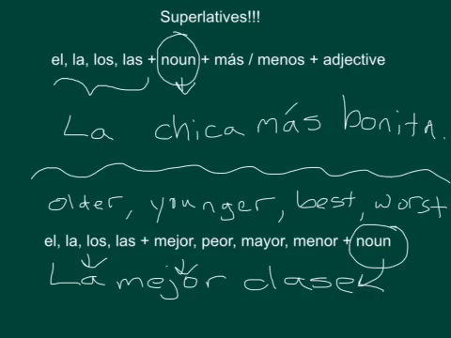So el mayor estudiante, the oldest student. El menor estudiante, the youngest student. And that is it.